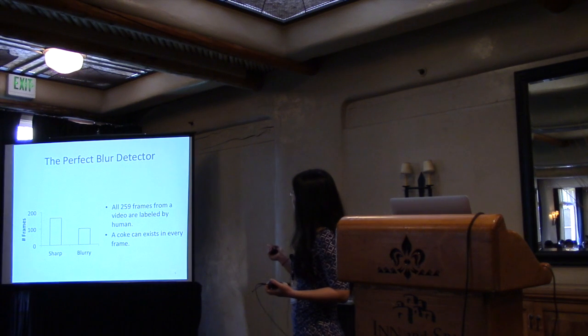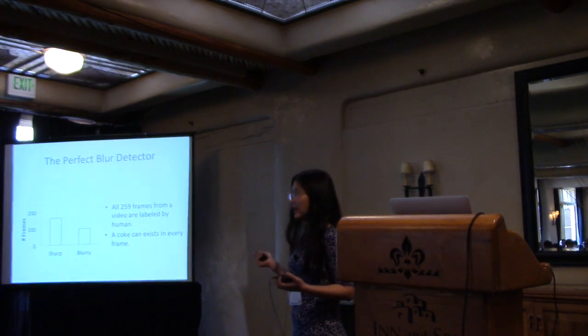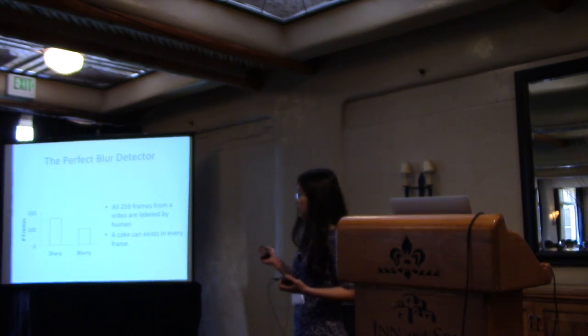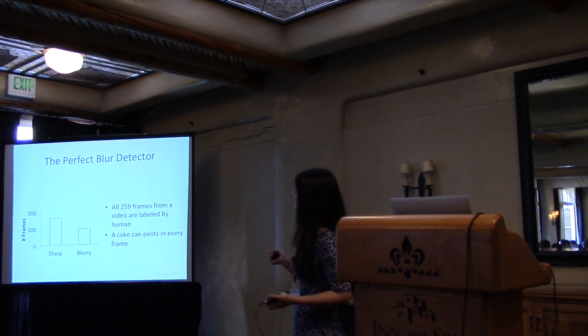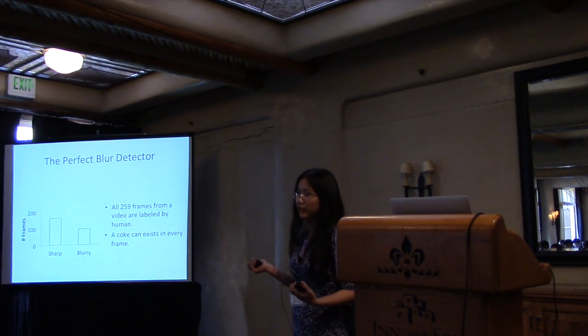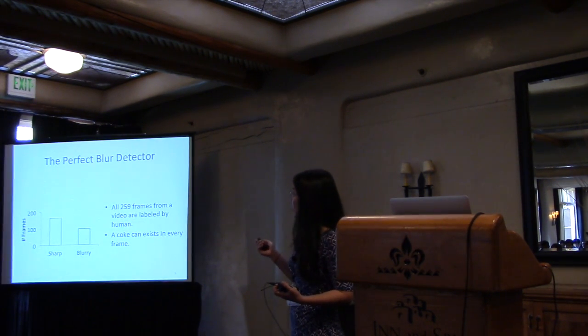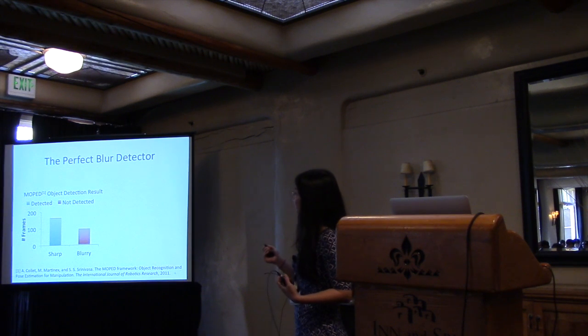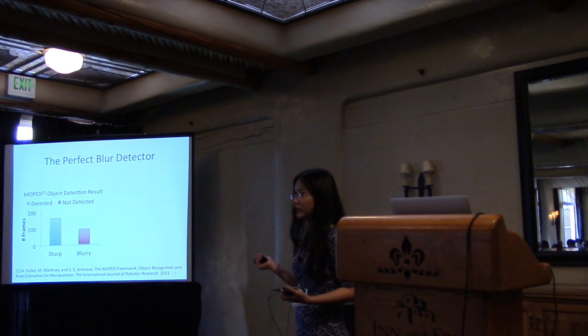So we run a case study. We take 259 frames from the video and ask two people to label each frame as sharp or blurry. As you can see here, we get about 150 sharp frames and about 100 blurry frames. When we record the video, we make sure that a cocoa can exists in every frame. Then we feed all these frames to an object detector called MOPED. We ask MOPED to detect the cocoa can in it.